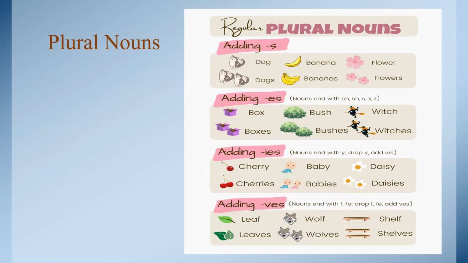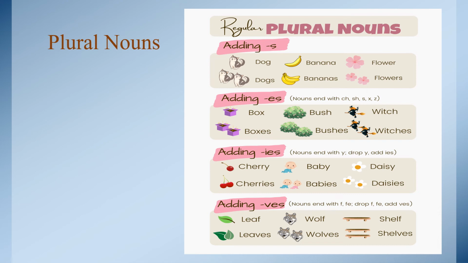Here are some examples of plural nouns. First, a list of nouns that add an S at the end. Dog becomes dogs, for example. Banana becomes bananas. Flower becomes flowers. Now, the next set adds an ES. Box becomes boxes. Bush becomes bushes.